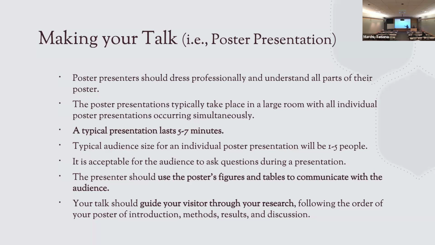And you, being the presenter, should use a poster's figures. I mean, that's the great thing about a poster. It's a visual. You can point to it. I'm doing that and it's just words. So please use the poster to its advantage. Point to your tables, point to your graphs, get animated about it, because that's going to keep people engaged.